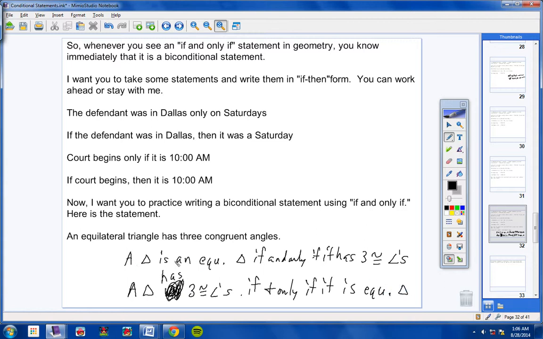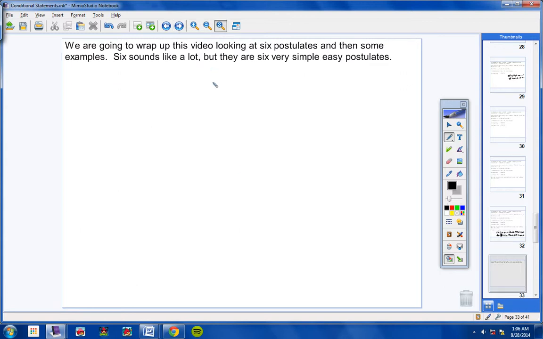So a triangle is an equilateral triangle if and only if it has three congruent angles. A triangle has three congruent angles if and only if it is an equilateral triangle. So you can write a biconditional statement using if and only if two different ways. Okay, both of those are fine. One is not better than the other. Okay, let's continue on.